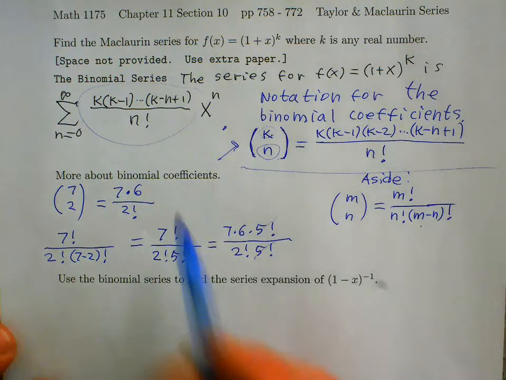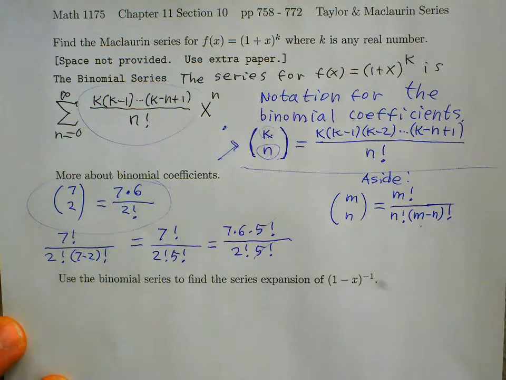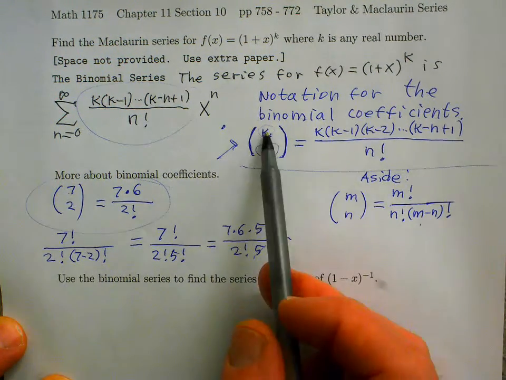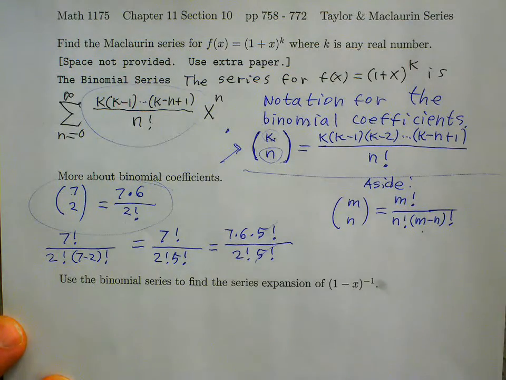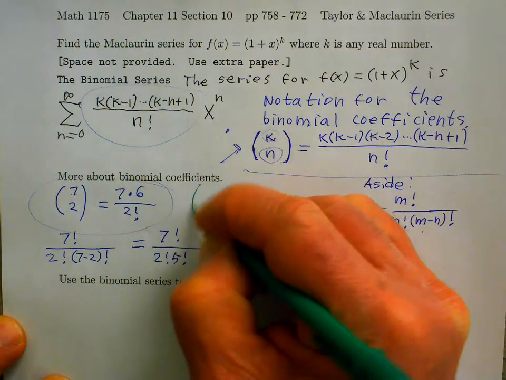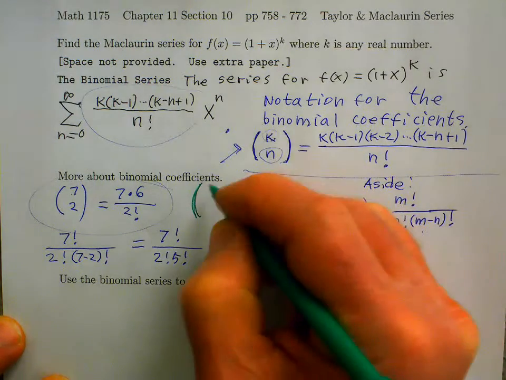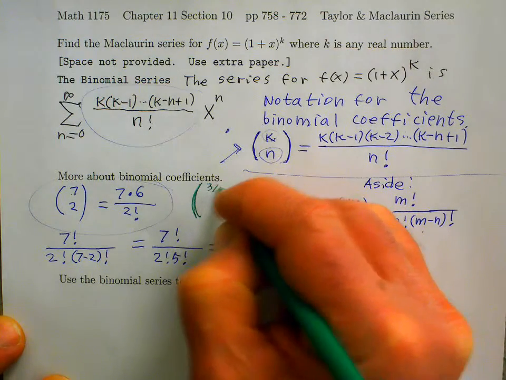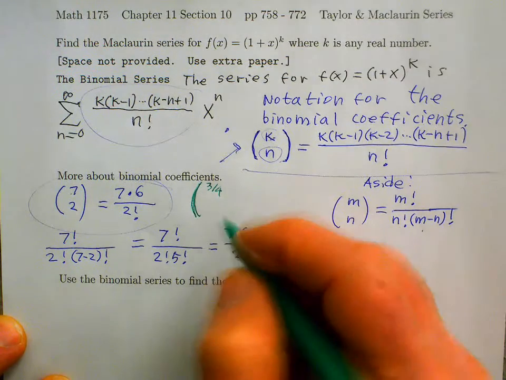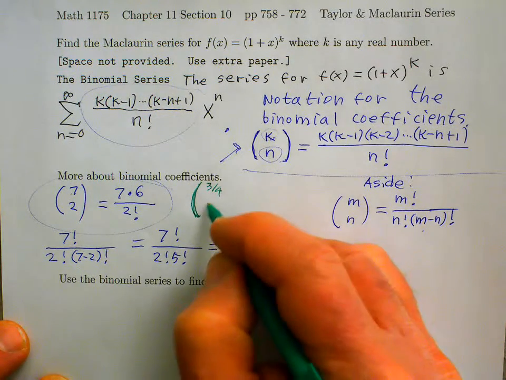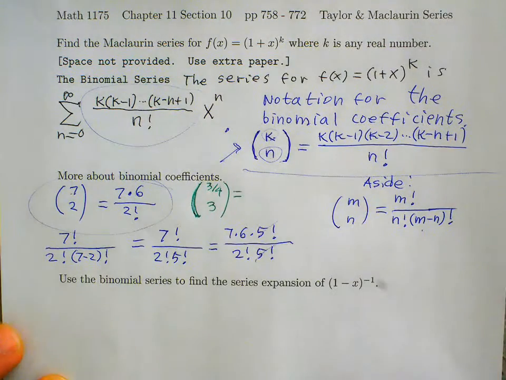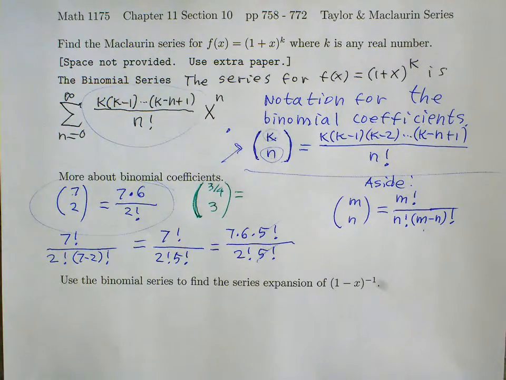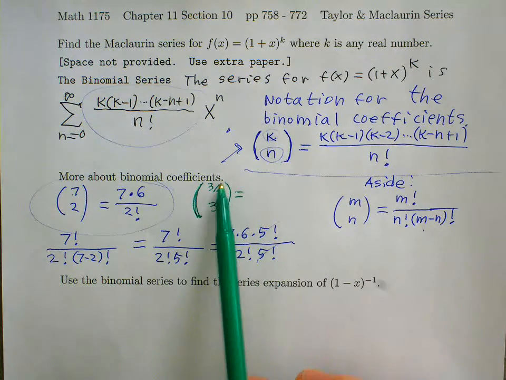Okay, but for our purposes, this number k can be anything. So what if we had instead, say 3/4, with the number 3 below it? How do we make a number out of that?